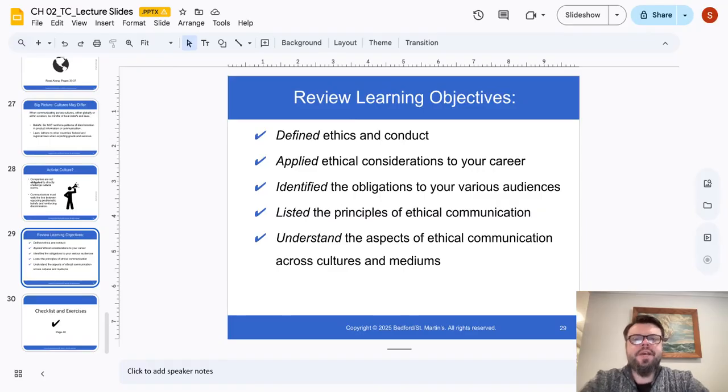To wrap up this lesson, it's worth stepping back and connecting today's material to the broader goals of this course. Today, we've learned that technical writing is never neutral. It operates at the intersection of ethics, law, audience, and real world consequences. We explored how technical communicators have responsibilities not just to their employers, but also to the public and to the environment, and how these responsibilities can sometimes come into conflict.